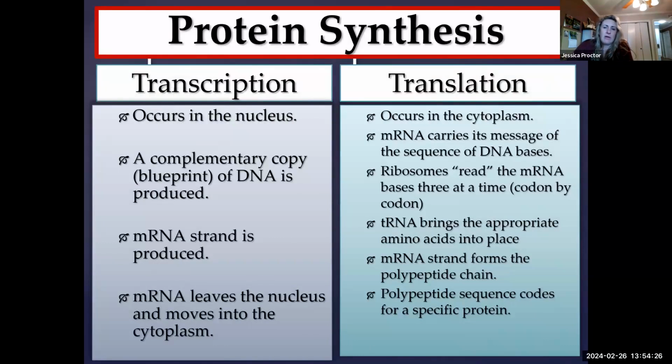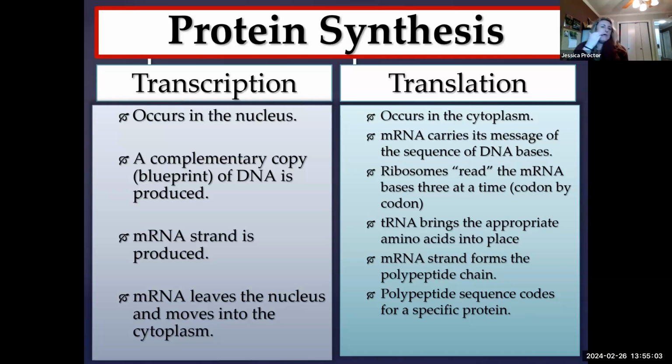So here we are in this step. The ribosomes are reading the messenger RNA bases 3 at a time, codon by codon. And then the transfer RNA is going to bring in the amino acid into place. Imagine the transfer RNA just bringing that amino acid into place, and then we're creating this polypeptide chain. Breaking that word up, polypeptide, poly means many, peptide means proteins. So we've got this polypeptide chain of amino acids that is coding for a specific protein.